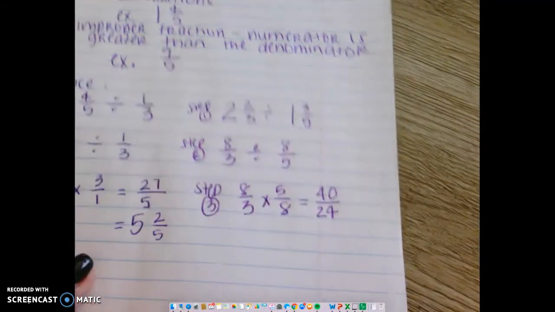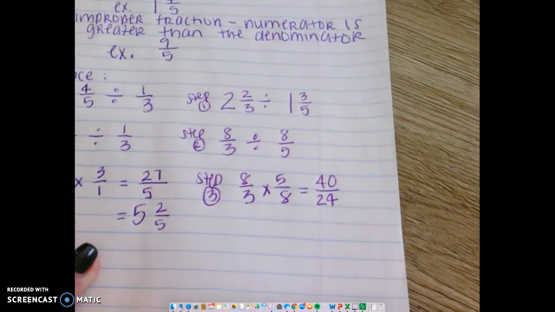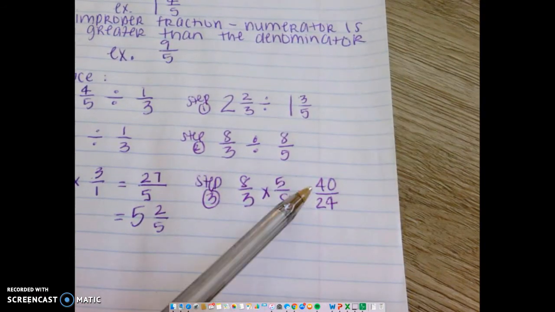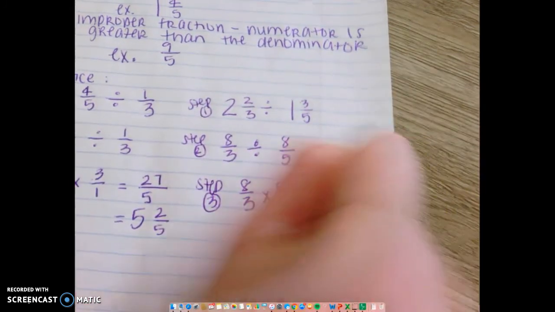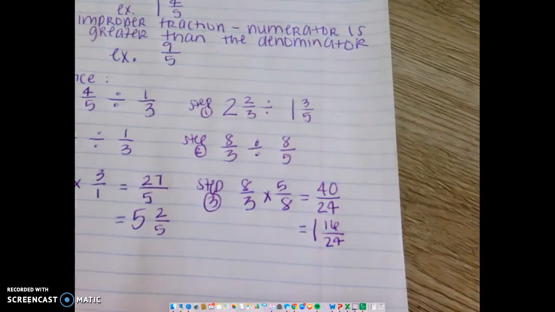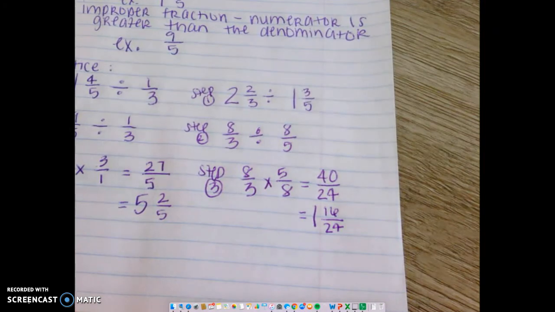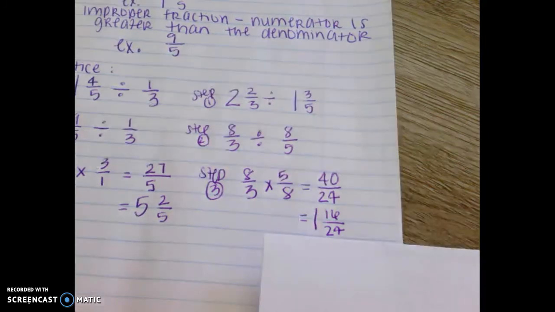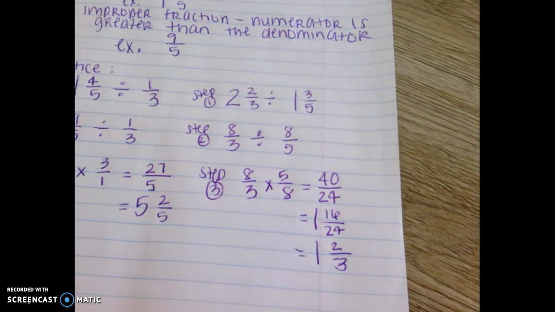Our answer is once again an improper fraction. So we need to think to ourselves, how many times does 24 go into 40? It goes in 1 time, and there is 16 left over. It takes 24 to make a whole group. And 16 over 24 can be simplified. So I think to myself, what is a number that goes into 16 and 24? A common factor. And a common factor is 8. So 16 divided by 8 is 2. And 24 divided by 8 is 3. So my most simplified answer here looks like 1 2/3.